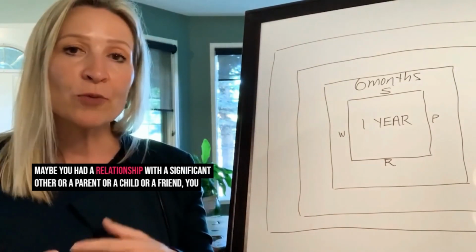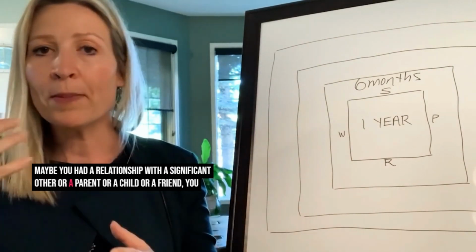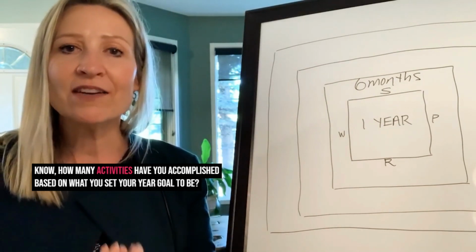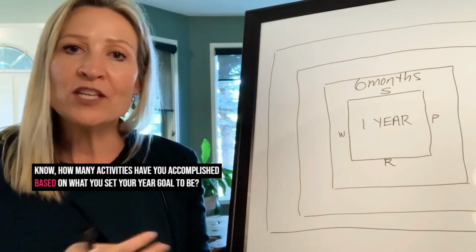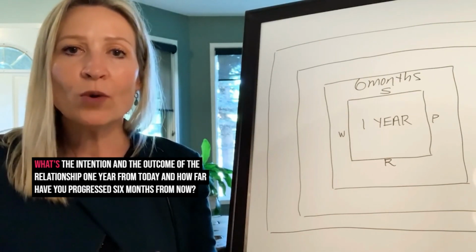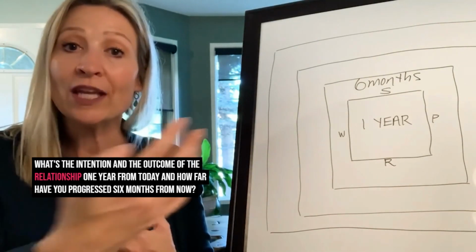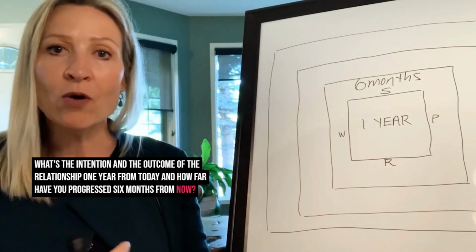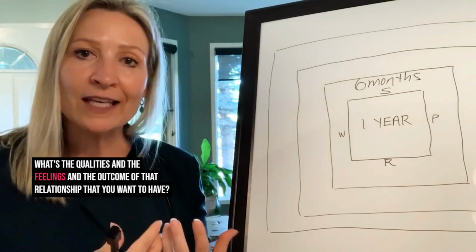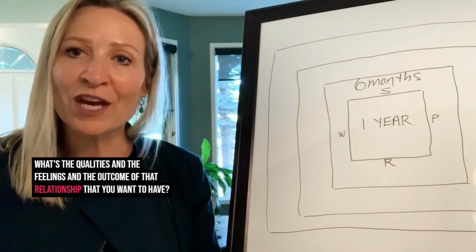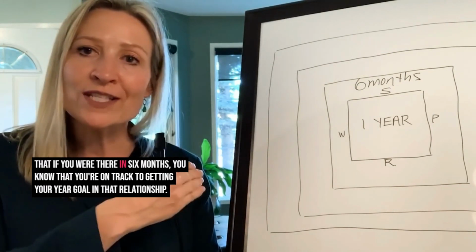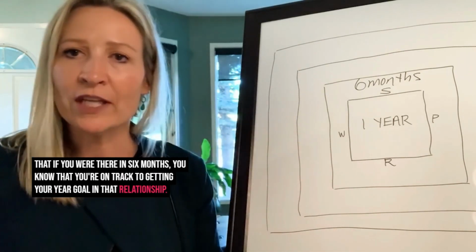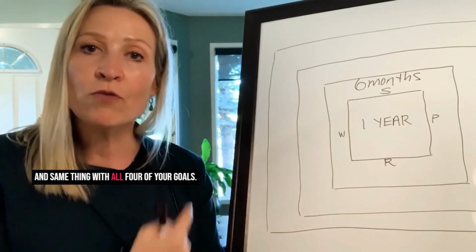Maybe you had a relationship with a significant other or a parent or a child or a friend. How many activities have you accomplished based on what you set your year goal to be? What's the intention and the outcome of the relationship 1 year from today? And how far have you progressed 6 months from now? What are the qualities and the feelings and the outcome of that relationship that you want to have, that if you were there in 6 months, you know that you are on track to getting your year goal in that relationship? And same thing with all 4 of your goals.